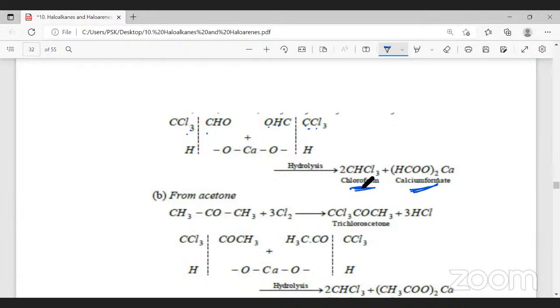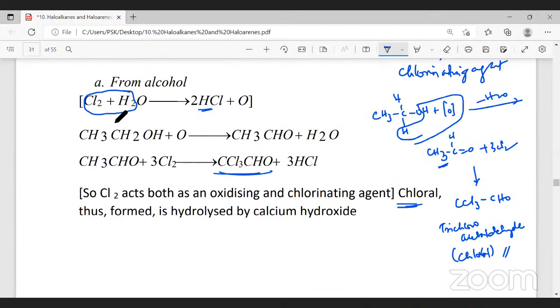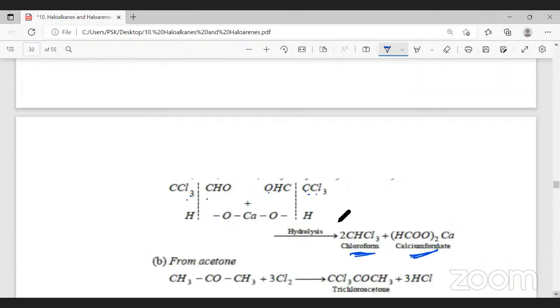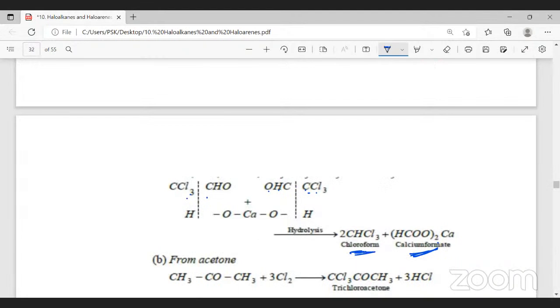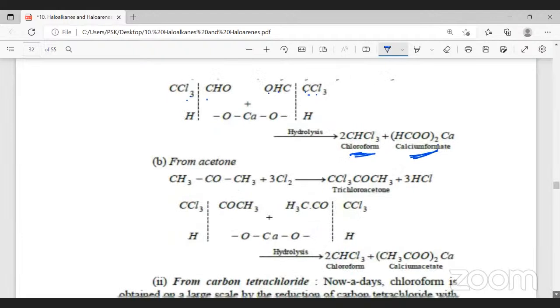So how can you prepare chloroform? We can prepare chloroform by the reaction of chlorine on ethanol. So when chlorine is reacted with ethanol, the final product you get is chloral. This chloral is hydrolyzed by calcium hydroxide to form chloroform. This is one of the methods of preparing chloroform. The second one is from acetone.